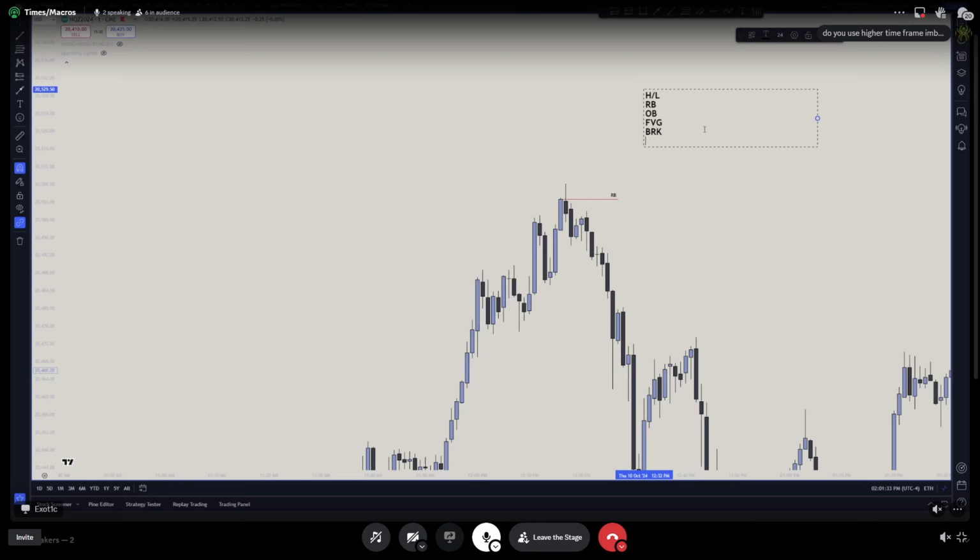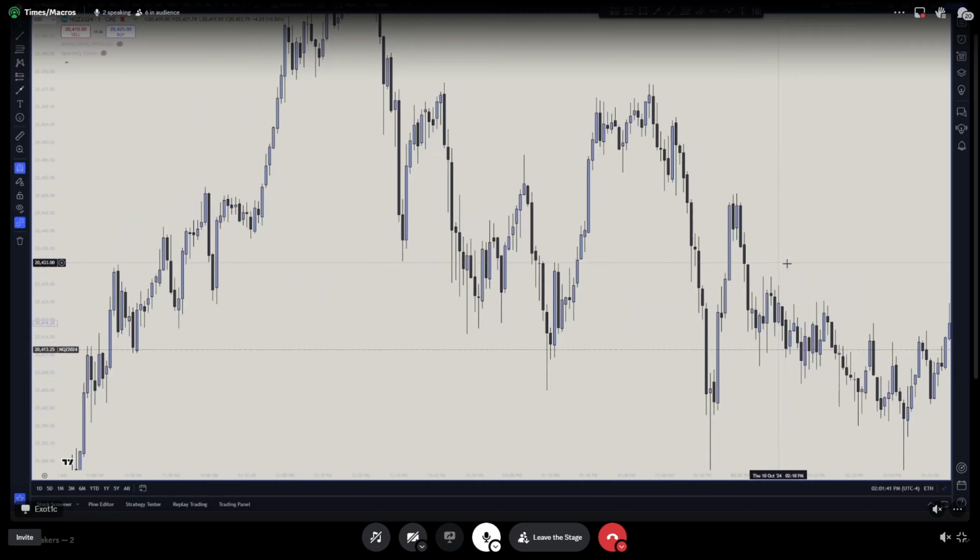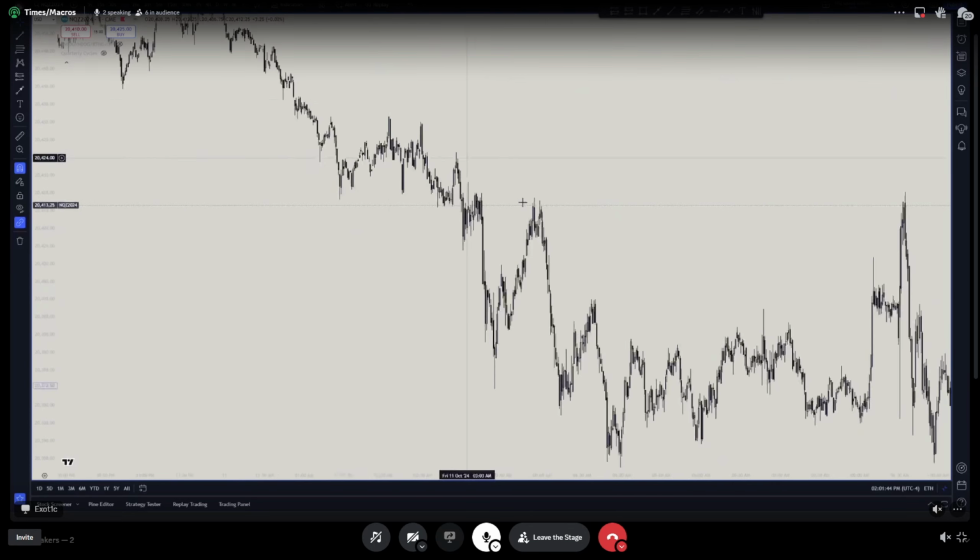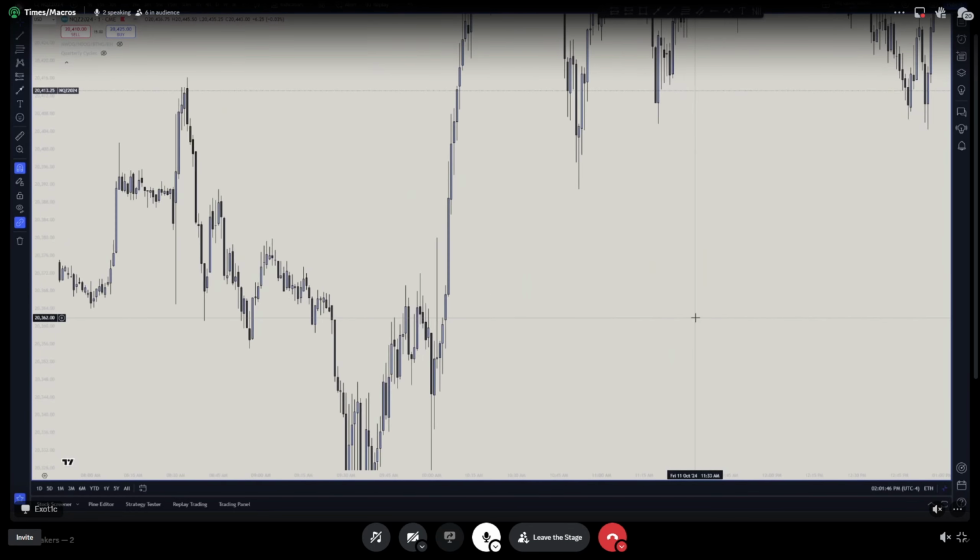I would look into it, but I'm not always looking into it like that. I'm looking more for a market maker model out of a higher time frame imbalance.